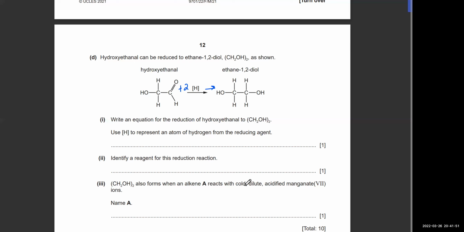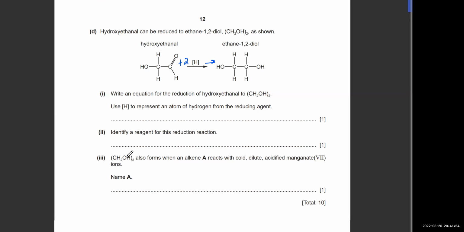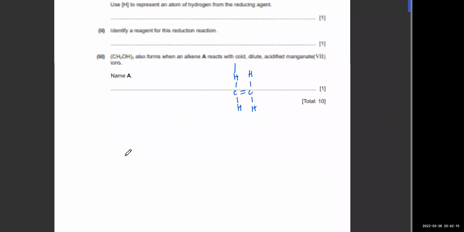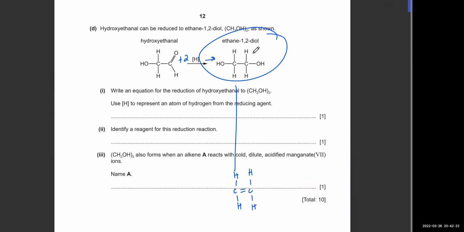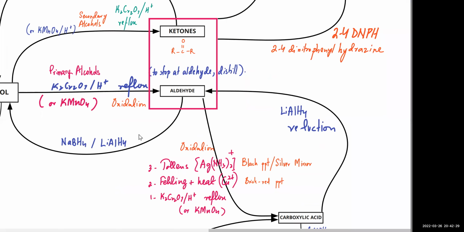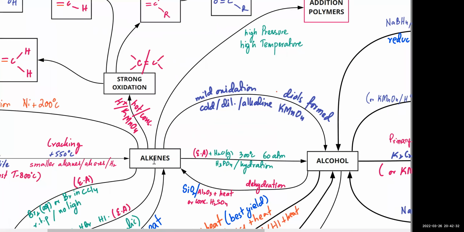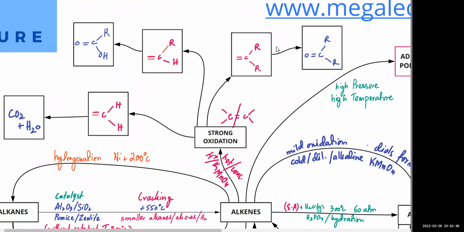It also forms when an alkene reacts with cold dilute acidified potassium manganate(VII). So it'll be ethene, that's a 2-carbon molecule. When will this diol form? It will form when the alkene undergoes mild oxidation. An OH group will get attached to both carbons. So the answer is ethene. If you have mild oxidation, diols are formed. With strong oxidation, the double bond would completely break and you will have all of these products forming. Okay.